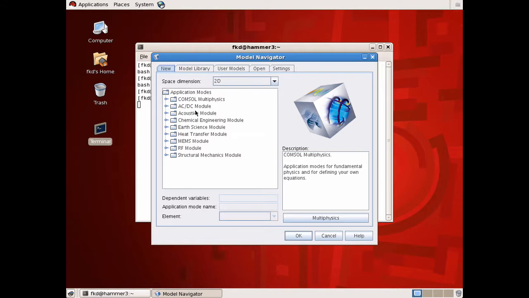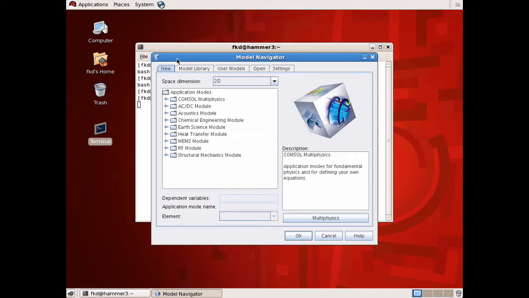So let's mess around with COMSOL to see if we can figure out how to do that. And so the way to be able to do that is to, well, I guess we could go to the Earth Science module.